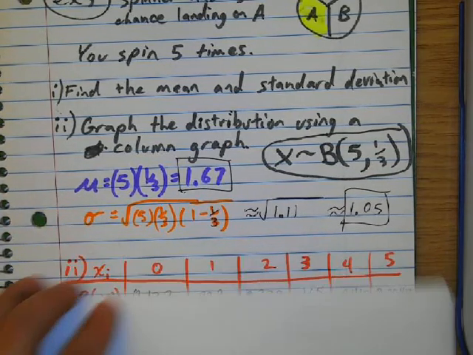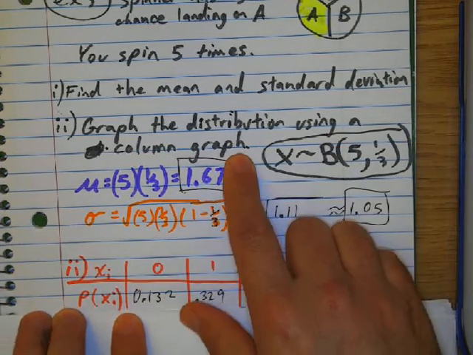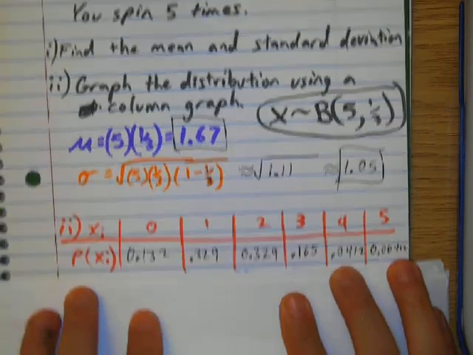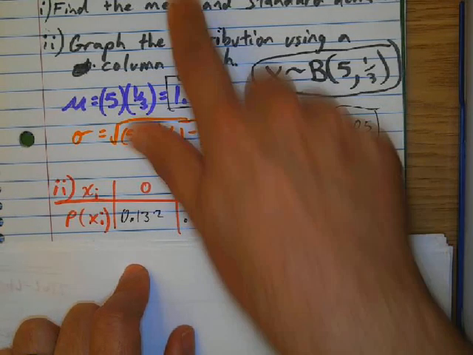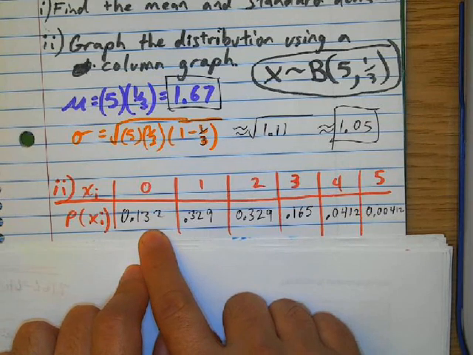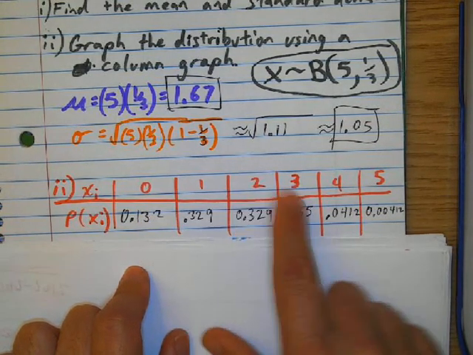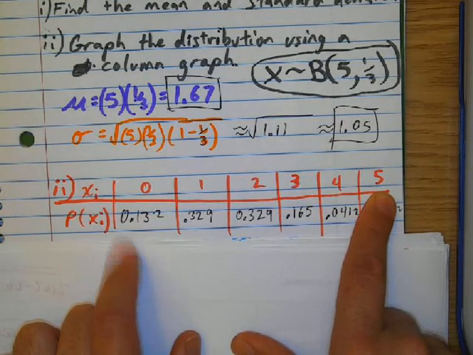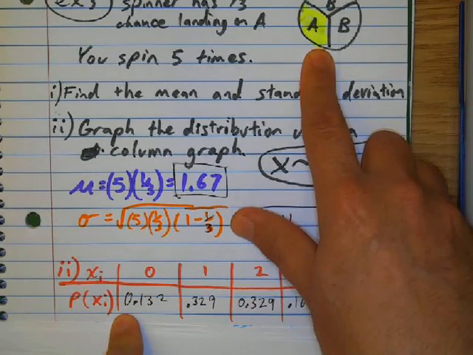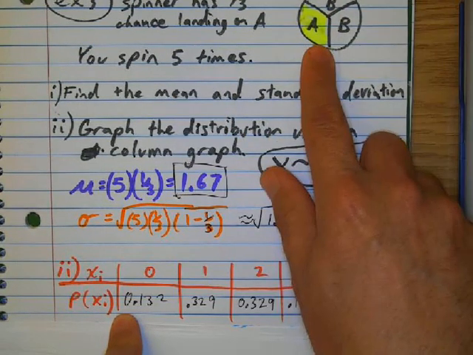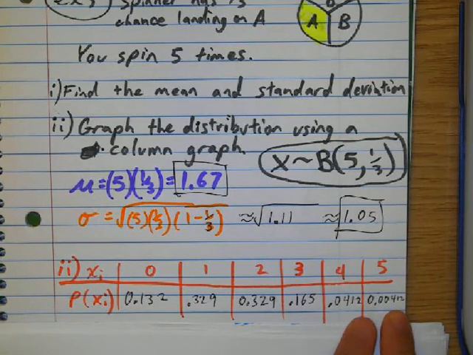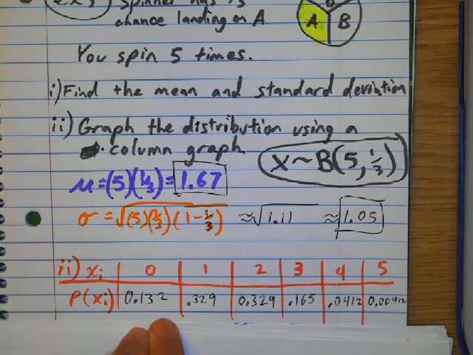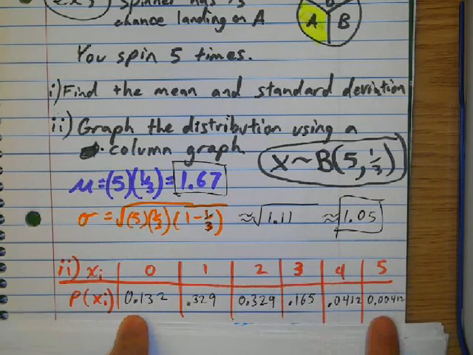Okay, so if they ask you to graph the distribution using a column graph, what they want you to do is figure out the probability of getting all the different possibilities. So if you're spinning it 5 times, you're either going to get no A's, 1 A, 2 A's, 3 A's, 4 A's, or 5 A's. Now, from this kind of graph, you're highly unlikely of spinning this 5 times and getting an A every time, right? So that's why the probability of getting an A every single time is very, very low. So the probability of spinning it 5 times and never getting an A is kind of low, but definitely not as low as getting A 5 times.